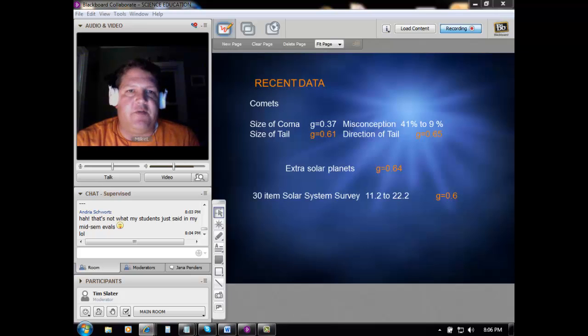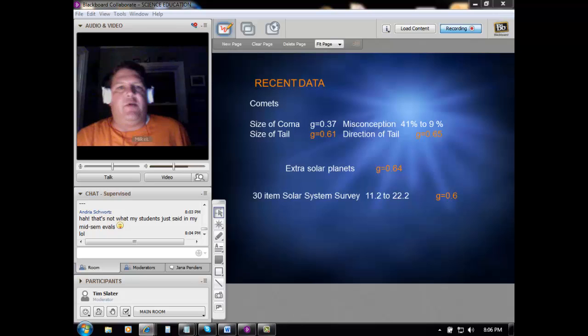I was very pleased. I just ran the data early this fall of students last winter, and you can see, like with the comet activity, we got some very nice Hake gains. Took the misconception percentage down from 41% to 9%. And then with the extrasolar planets, 0.6 is a nice Hake gain.